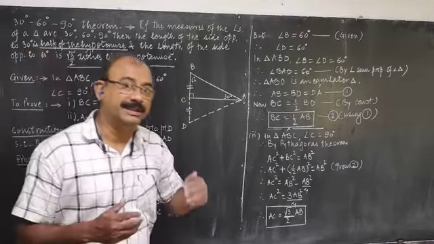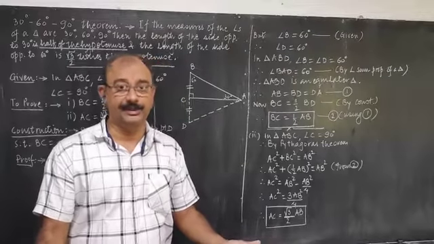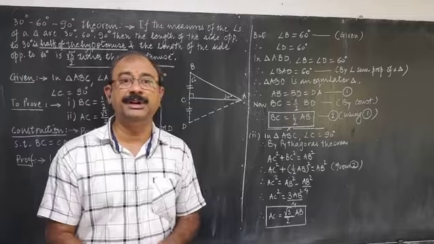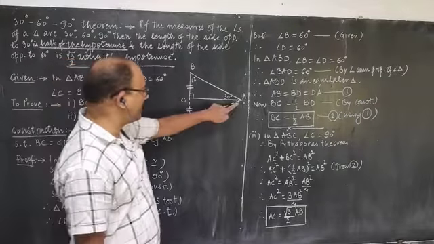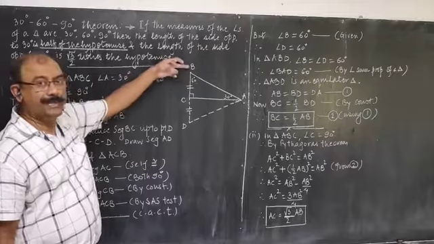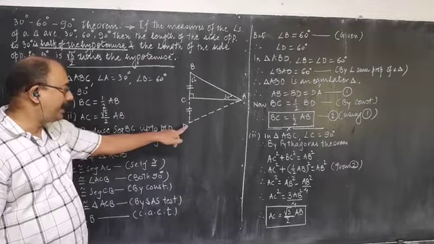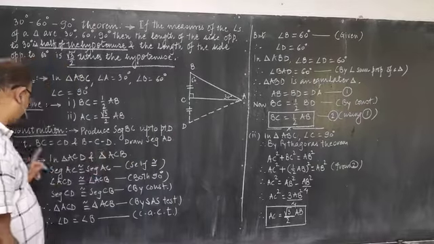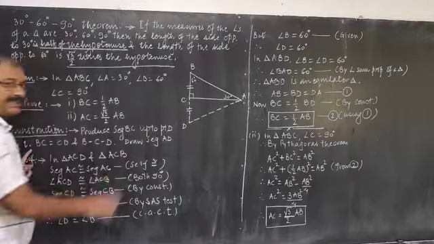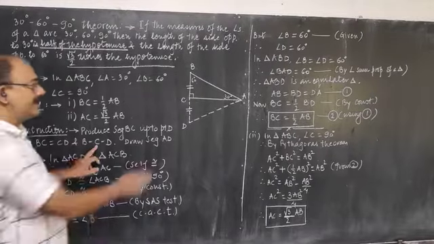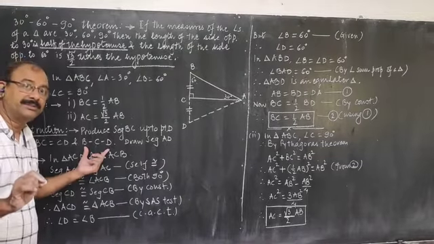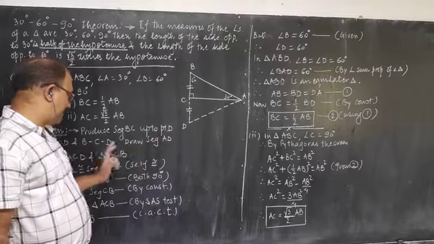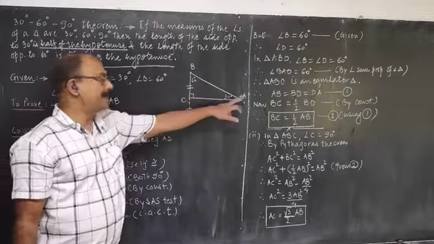Okay, the construction can be explained in different terms, not necessarily as it is given in the textbook, but it should be correct. After getting this point, draw segment DA. We have written that: produce segment BC up to point D such that BC is equal to CD, and C lies between B and D. Now this is the safety precaution. Then draw segment DA.